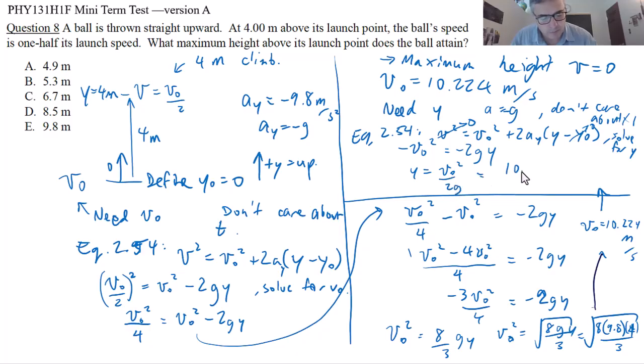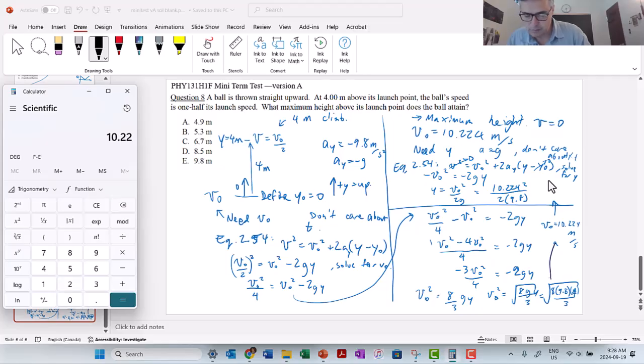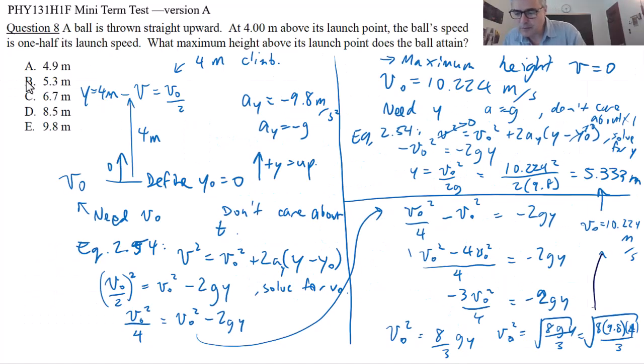So it's going to be 10.224 squared divided by 2 times 9.8. 10.224 squared divided by 2, divided by 9.8 equals 5.333 meters, which is closest to B.